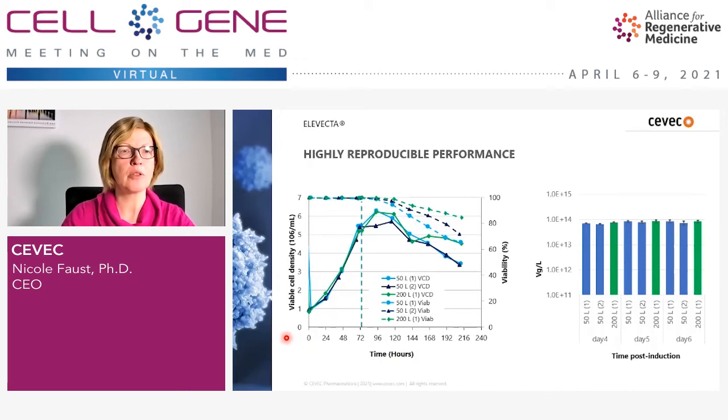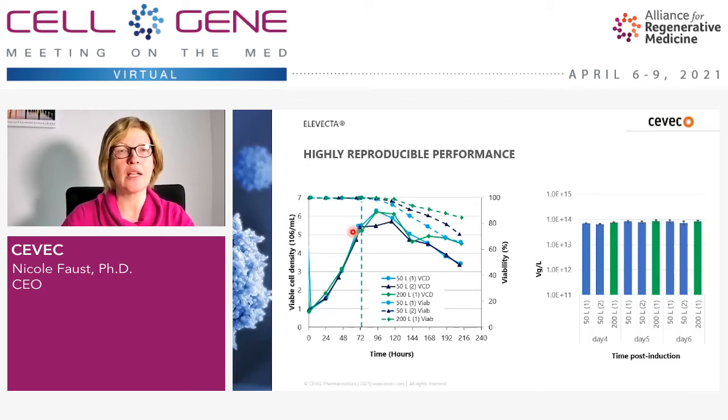We see very comparable growth curves in the 50-liter and the 250-liter runs shown here, which is the blue lines, and compared to the 200-liter run, which is the green line. Basically, the cells grow up to about 5 times 10^6, or 5 million cells per mL, in 3 days, and then we induce AAV production.